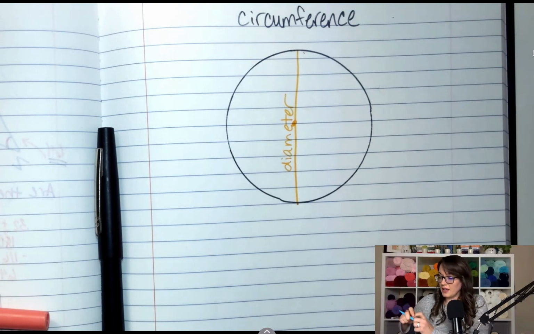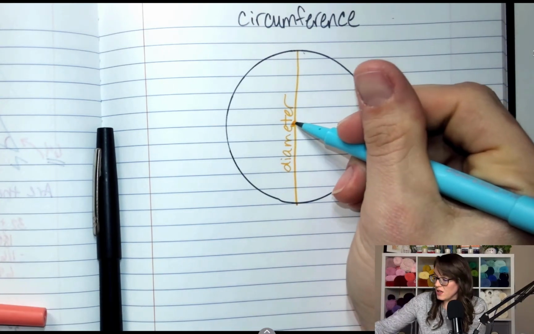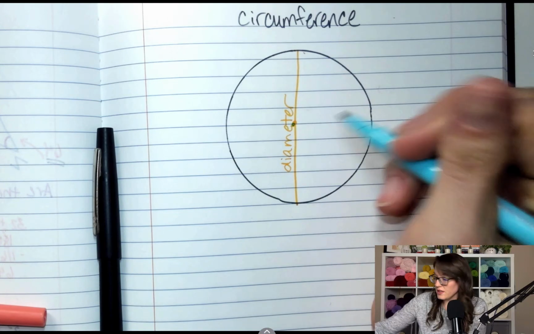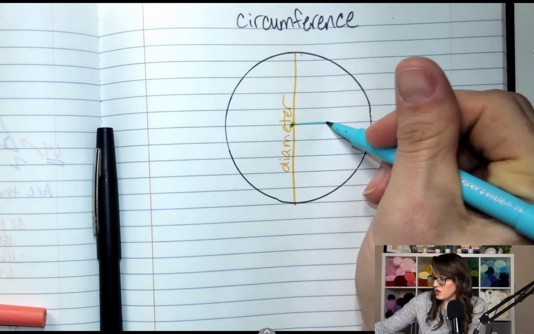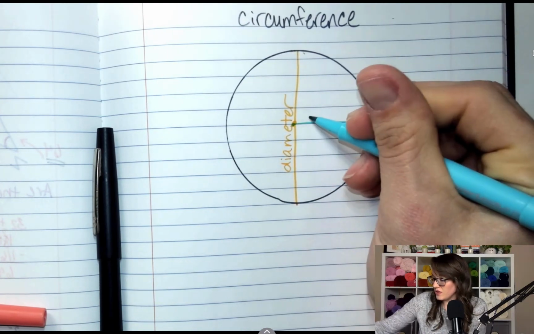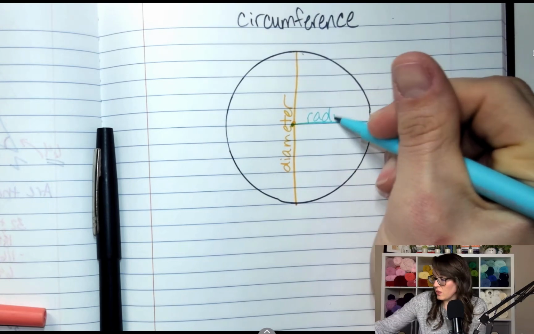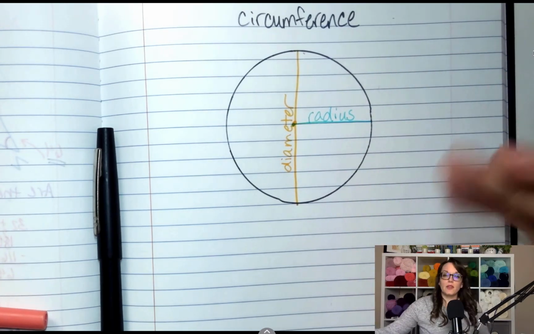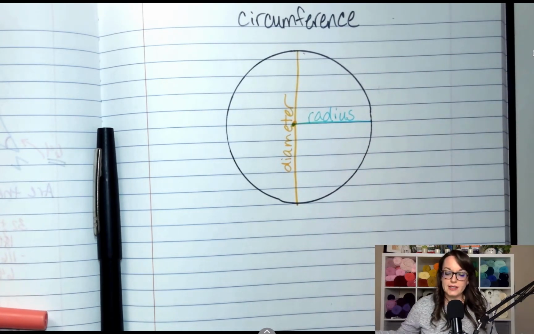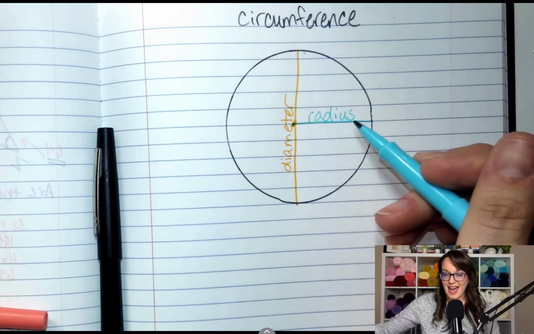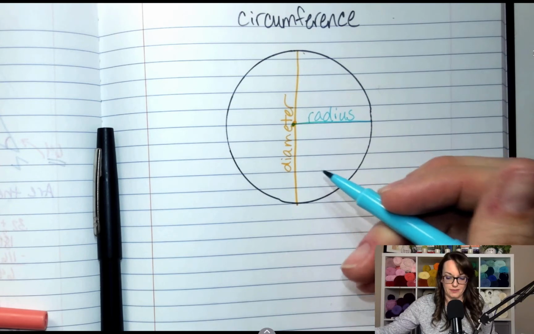The other length that we're going to look at is radius, which starts at the center and stretches to the edge of the circle. And this is called radius. The relationship between radius and diameter is that radius is half of the diameter.